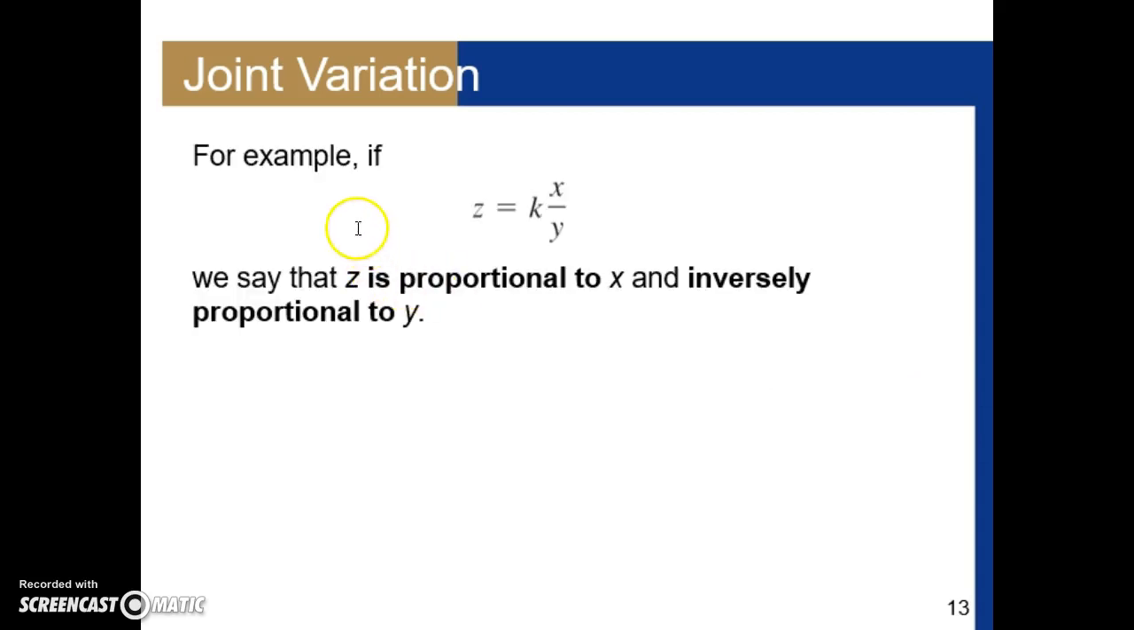Once again, what you would have is information given to you about the three variables involved. You find the constant of proportionality and then go ahead and answer whatever the question might be at the end of the word problem. So here we would say that z is directly proportional to x, but inversely proportional to y. So it doesn't just have to be a multiplication for joint variation, it could be division as well.